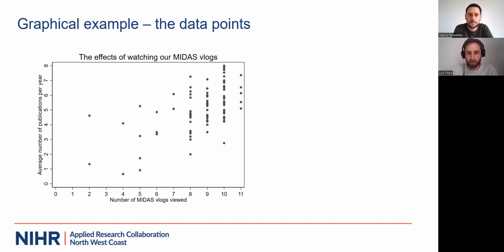And you can see on the x-axis or the horizontal axis the number of MIDAS vlogs that some person has watched. So clearly you can infer that the more they watched our vlogs, the higher the chance that they get some publications. So you can expect that there's an increasing relation, right? This is totally real, by the way. Of course, we didn't invent this data.